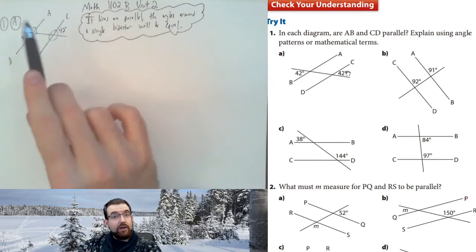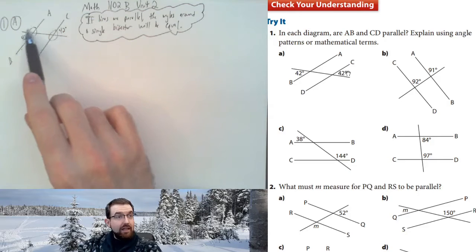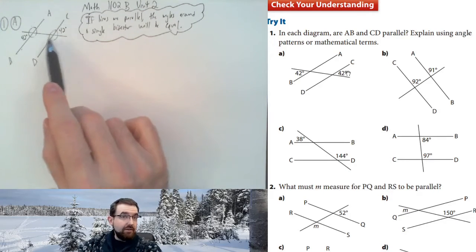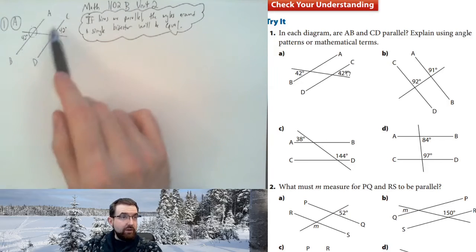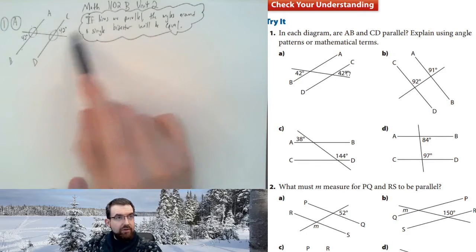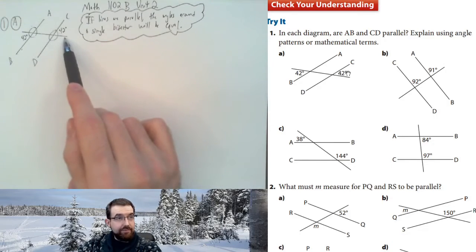And for the current unit that I'm doing, we'll basically have setups like this. They'll kind of look like the letter H a lot of the time, where we're trying to find out if these two lines are parallel, but what we've got is the same line cutting through two of them. So that's the single bisector here.